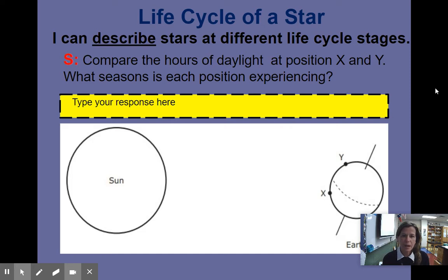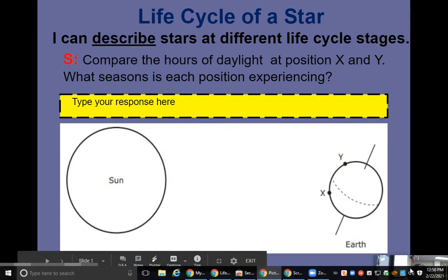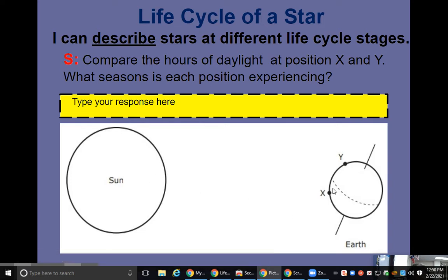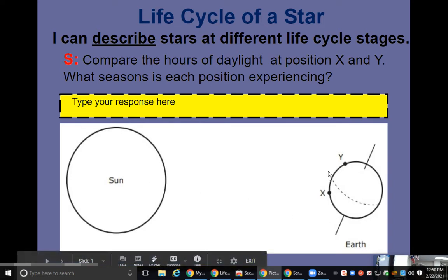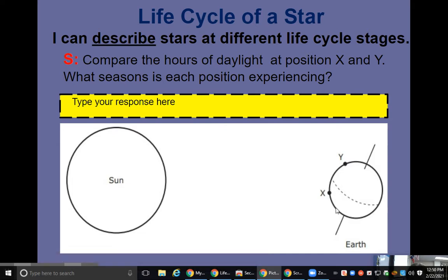Starter: compare the hours of daylight at position X and Y. What season is each position experiencing? So, if this is the sun and Earth, we can see that location X is located in the southern hemisphere, which is the part of the Earth below the equator. This southern hemisphere is tilted towards the sun, so they would have longer hours of daylight.